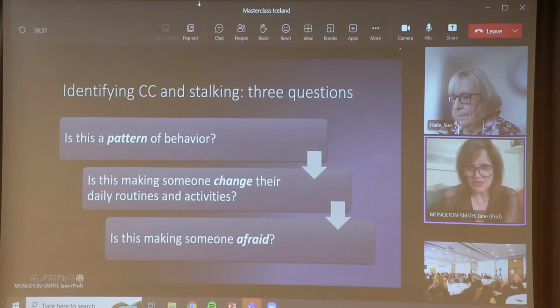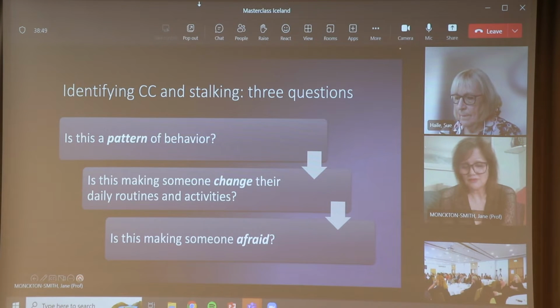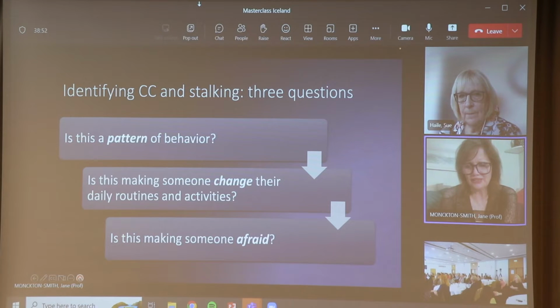Have they changed the way they dress? Have they changed what friends they are seeing and speaking to? Have they changed their social activity? Have they changed their social media activity? Lots of families will say to you, she's changed. I mean, she just doesn't seem as happy and bubbly as she used to be. So have a look around that. If it's stalking, you might get somebody changing their route to work, changing their phone number again. And is this making someone afraid, is your third question.